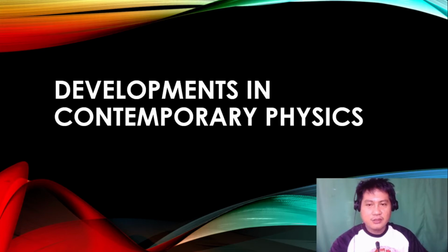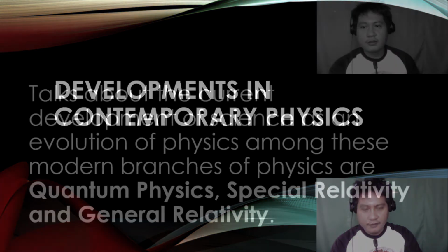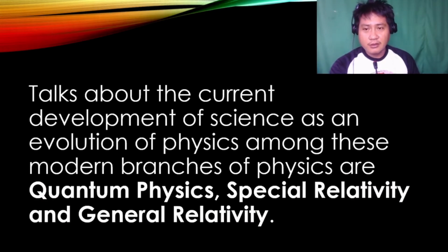To understand the difference between classical physics and the development of contemporary physics: contemporary physics talks about the current development of science as an evolution of physics. Among these modern branches of physics are quantum physics, special relativity, and general relativity. So there are branches of science, and then there are branches of physics. These are the three main branches of contemporary physics.